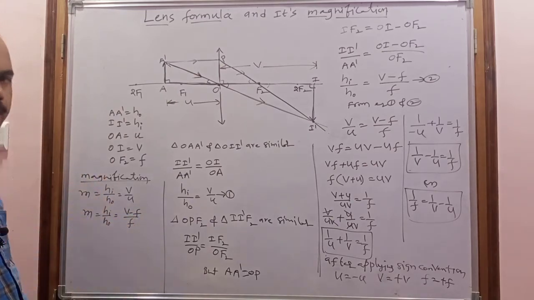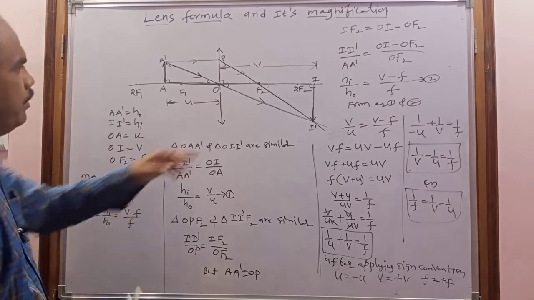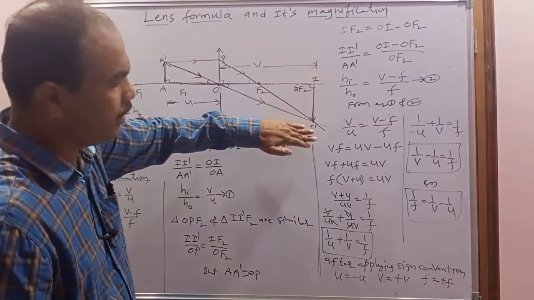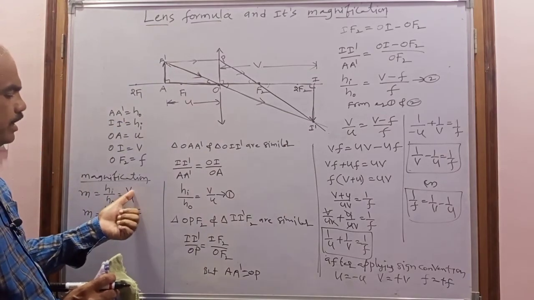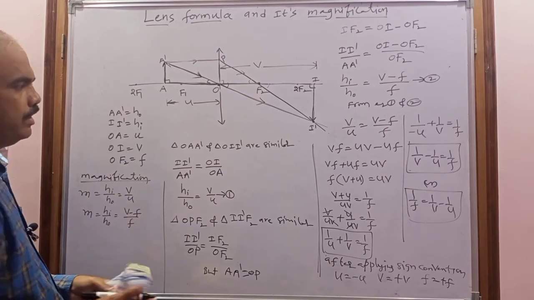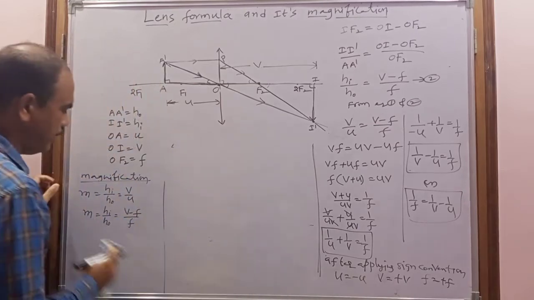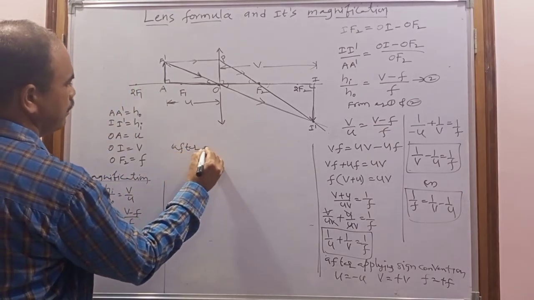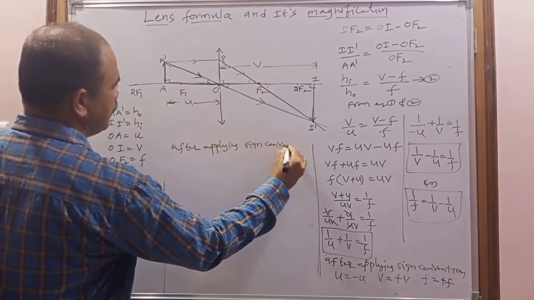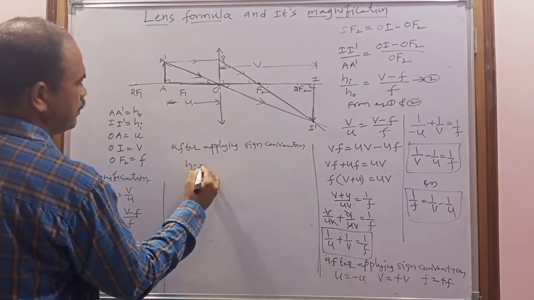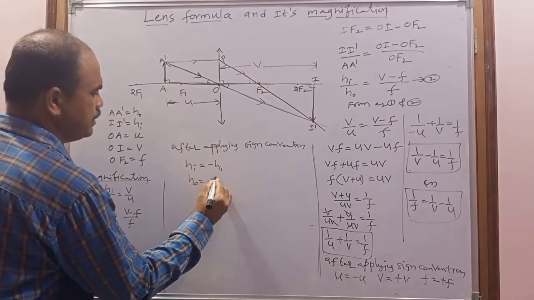But we have to use this after applying the sign convention. So the height of the image will be minus, because it is below the principal axis, and the height of the object will be above the principal axis. And here u is negative and v is positive and f is also positive. So when you substitute, you get the magnification. So what is the magnification after applying sign convention? The height of the image will be minus h_i. Why? It will be below the principal axis. And the height of the object is plus h_o.